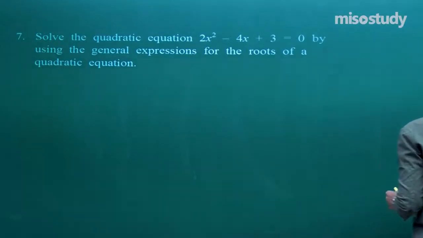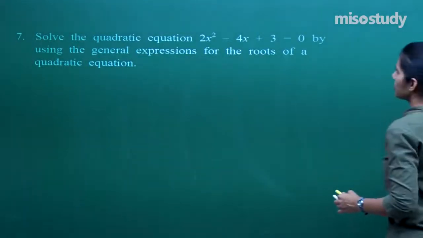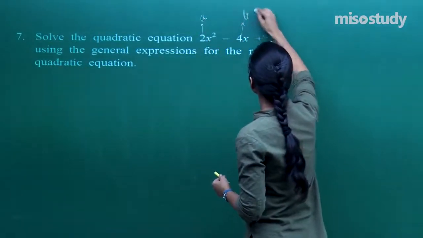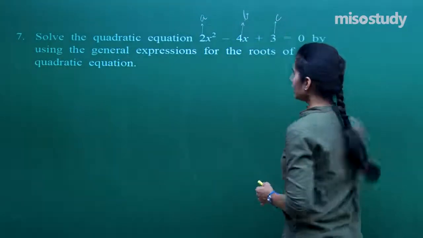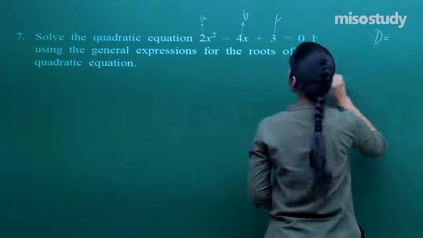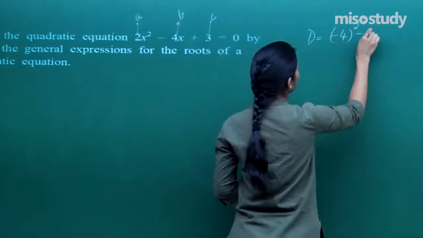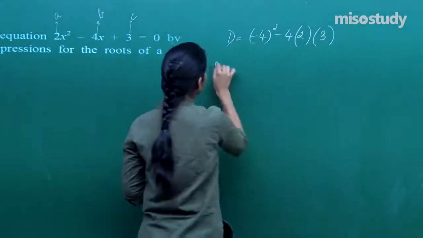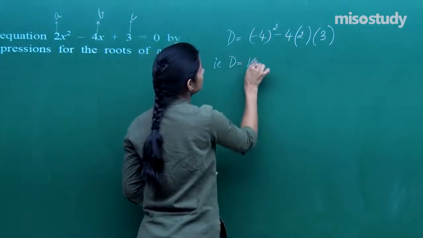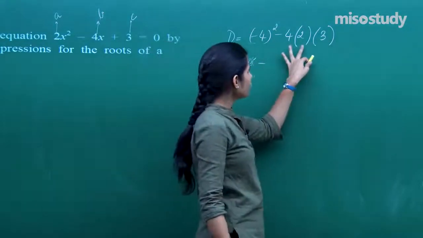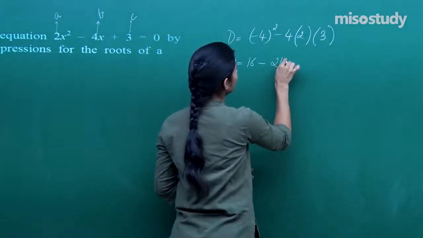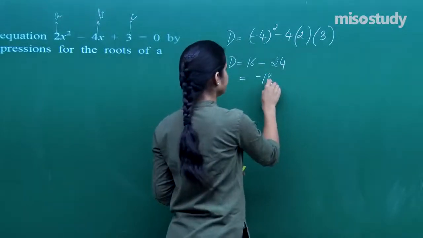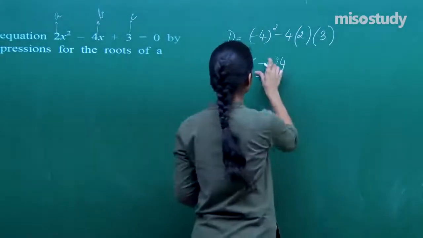Next we have: solve this quadratic equation using the general expression for the roots of a quadratic equation. Here we just need to directly use our formula to evaluate the roots. This is your A, minus 4 is your B, and 3 is your C. For Ax square plus bx plus c, the discriminant is b square minus 4AC. That is, D is 16 minus 4 into 2, 8, 8 into 3 is 24, which gives you minus 8.